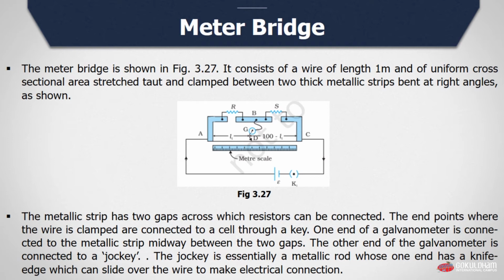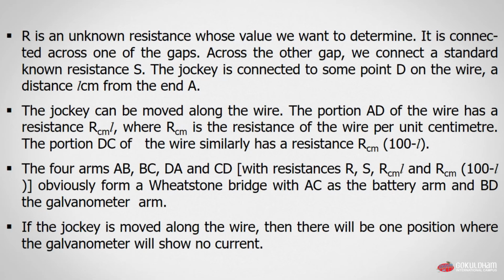The endpoints where the wire is clamped are connected to a cell through a key. One end of the galvanometer is connected to the metallic strip midway between the two gaps, and the other end of the galvanometer is connected to a jockey. The jockey is essentially a metallic rod whose one end has a knife edge which can slide over the wire to make electrical connections. Here R is an unknown resistance whose value we want to determine. It is connected across one of the gaps. Across the other gap, we connect a standard known resistance S.